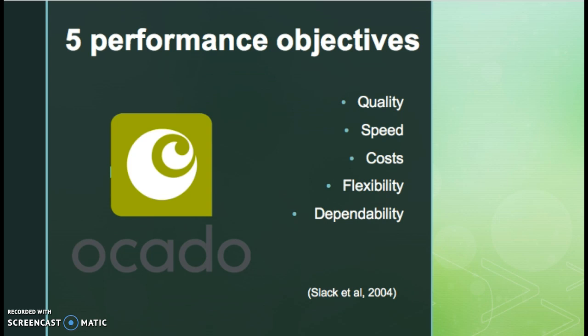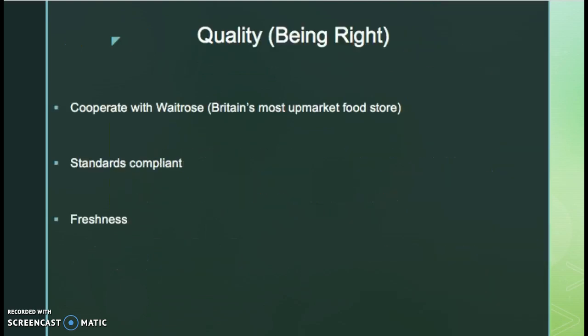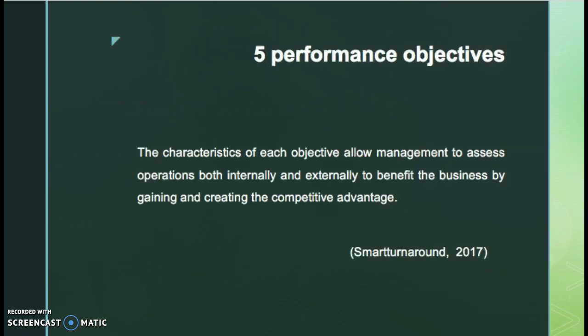And next, I will analyze the 5 performance objectives of Ocado. Firstly, what are the 5 performance objectives? Including quality, speed, cost, flexibility, and dependability. And this is the definition of the 5 performance objectives.